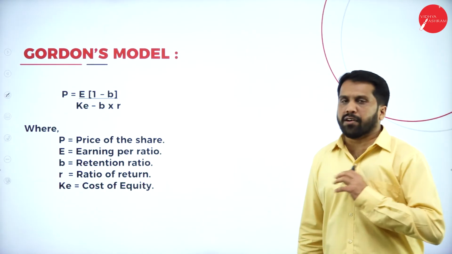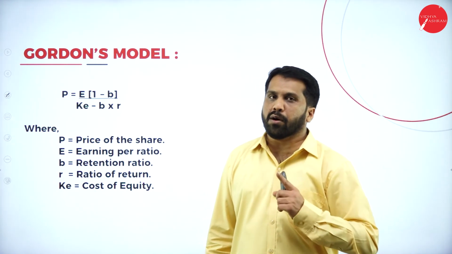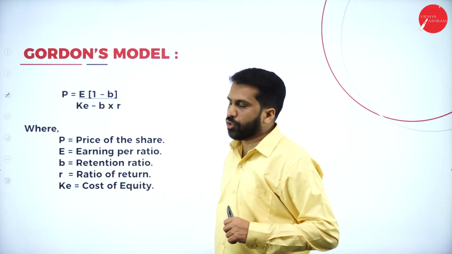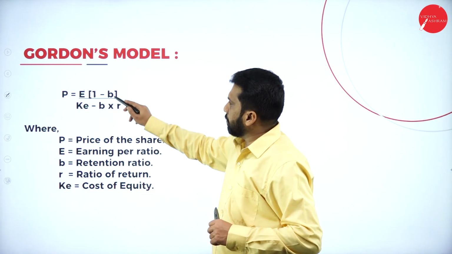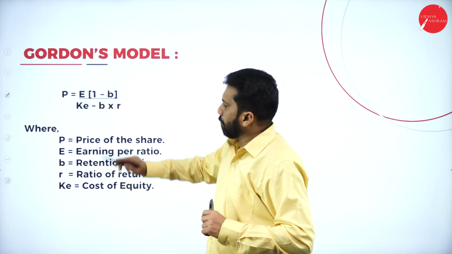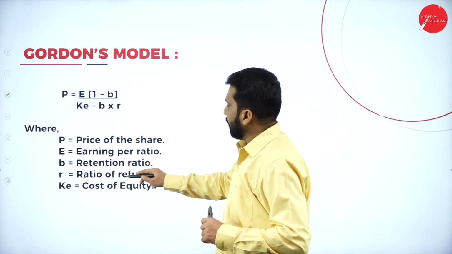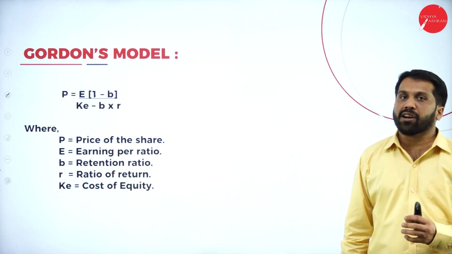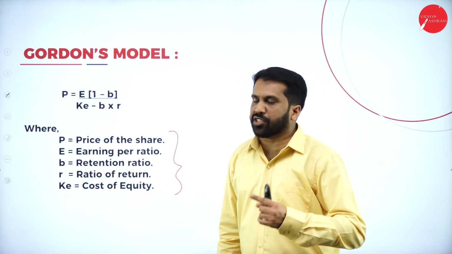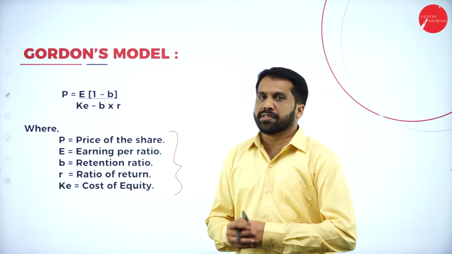What is the formula for Gordon's model? Next session we'll work out problems on that, but remember the formula. Now, the formula is E for earning per share, 1 minus B for retention ratio, then cost of equity, B retention, R rate of return. Now, these are the formula. Before you come for next session, please remember this formula. We'll go for the problems.